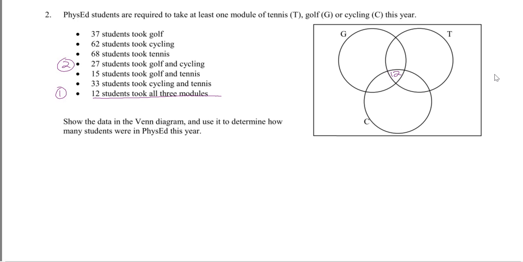27 took golf and cycling. Yep. So there's 27 in that oval, that football shape. There's 27 in that football shape, 12 of whom we've already accounted for, right? They take all three. So 27 minus 12 is 15.